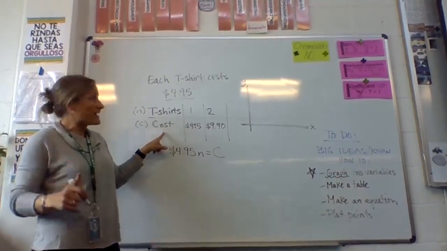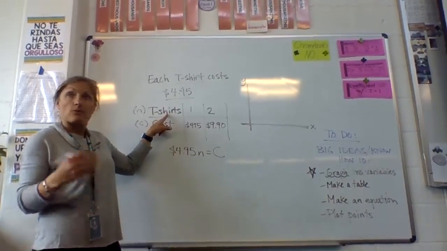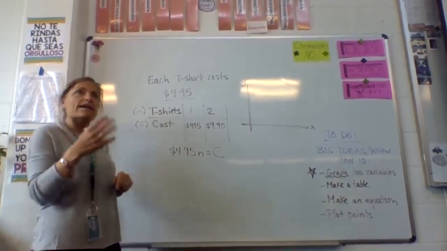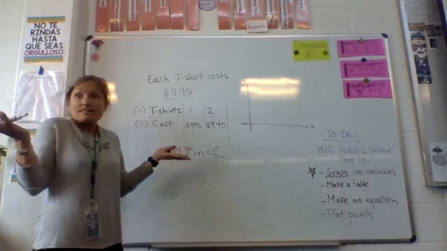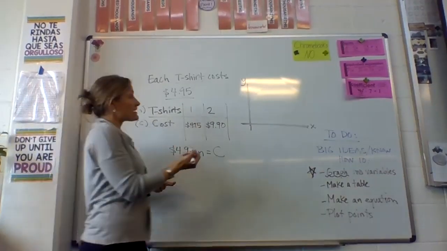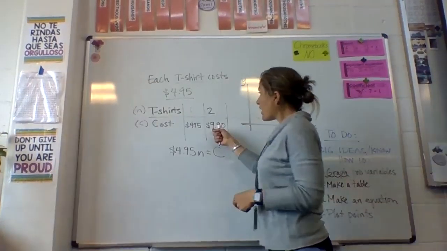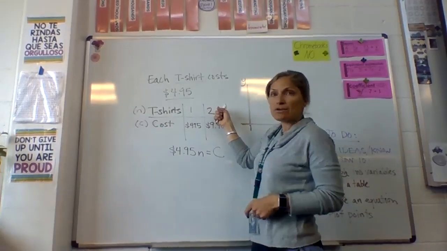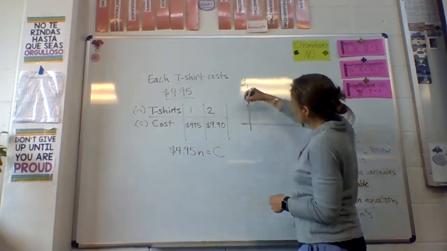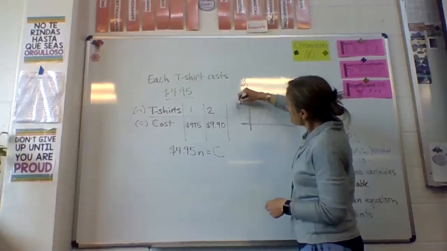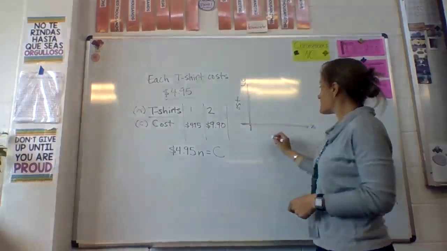You got it. Okay, so the independent variable, what we know first, we say, oh, okay, if there's 5 shirts, what does it cost, right? So we say, all right, then the cost is dependent on the number of shirts. So we say the dependent is cost and the independent is t-shirts.